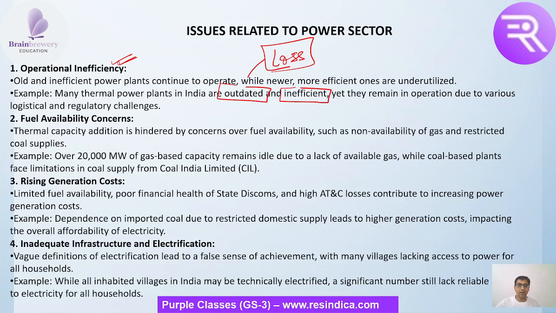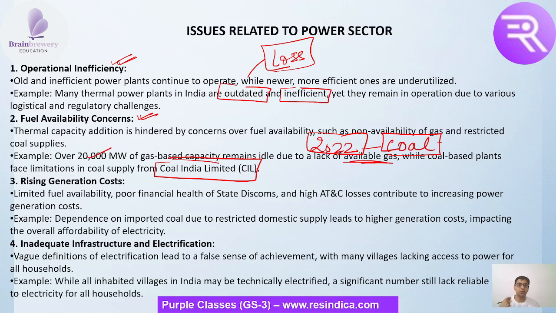Then we have fuel availability concerns. Sometimes thermal capacity addition is a concern. We don't have the proper fuel requirement. Last year, in 2022, there was a lot of issue with coal, and because of that a lot of power outages happened. Around 20,000 megawatt of gas-based capacity remained idle due to non-availability of gas. And there are a lot of issues related to the coal supply from Coal India. Sometimes there was a sudden drop in coal supply, and because of that there was a lack of power generation. So this is again a fuel availability concern.